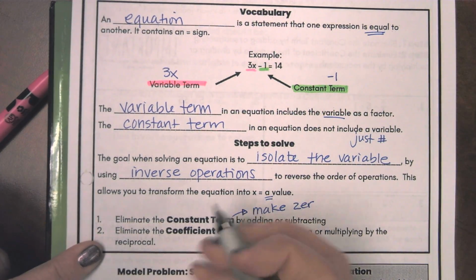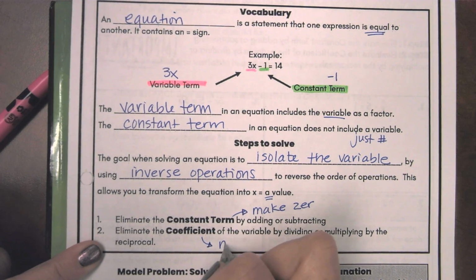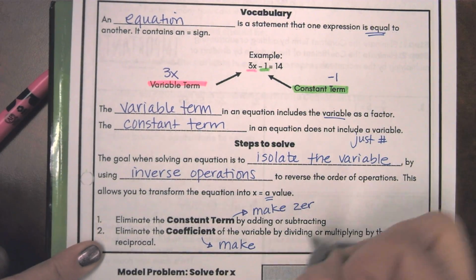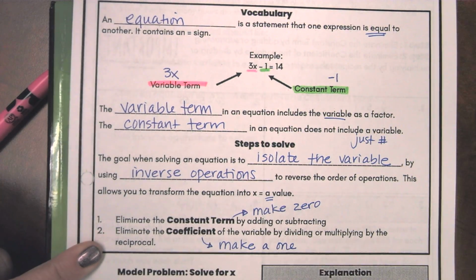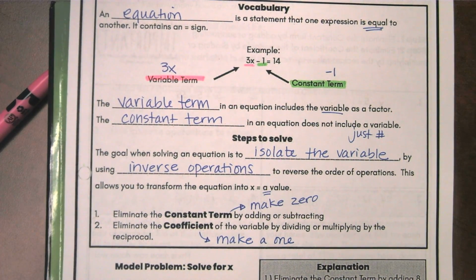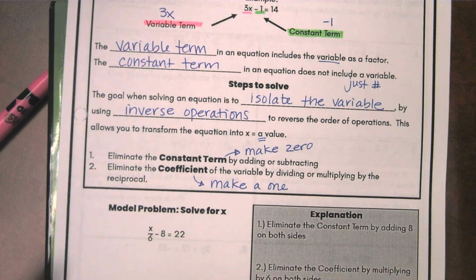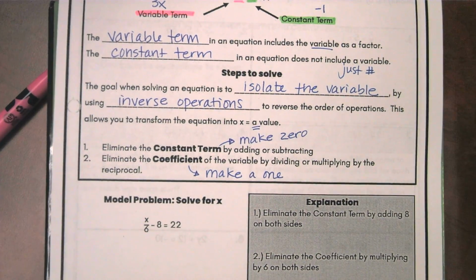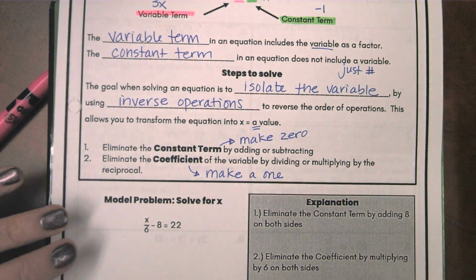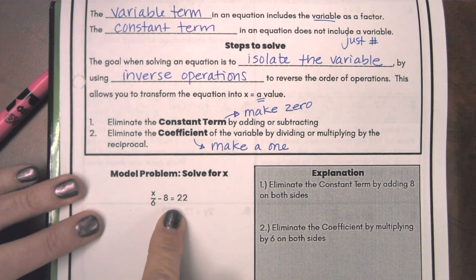And then we're going to eliminate the coefficient, which means we are going to make it a 1. Oops, forgot the 0. Make it a 1. And I'll remind you as we go through this. So remember, you even have this in your notes if you need to. I have my little card, but I left it in the classroom, so I'll kind of talk you through it. Okay, so here we go, model problem.